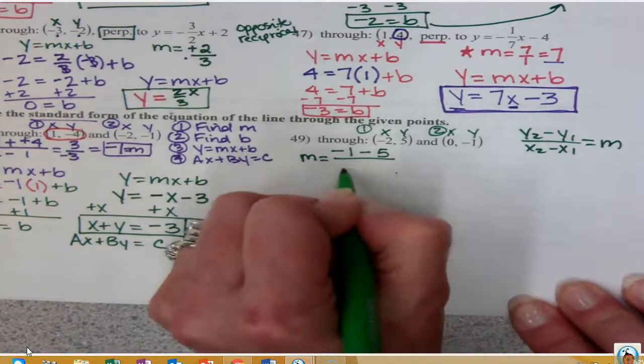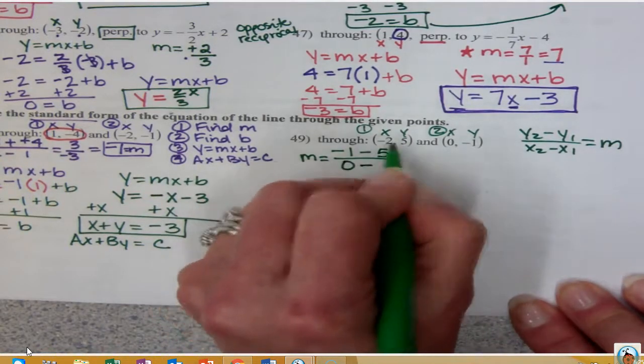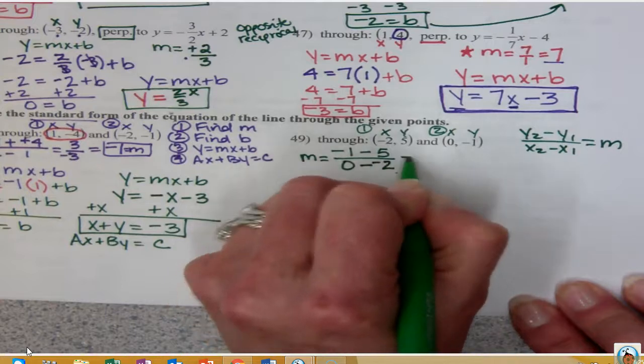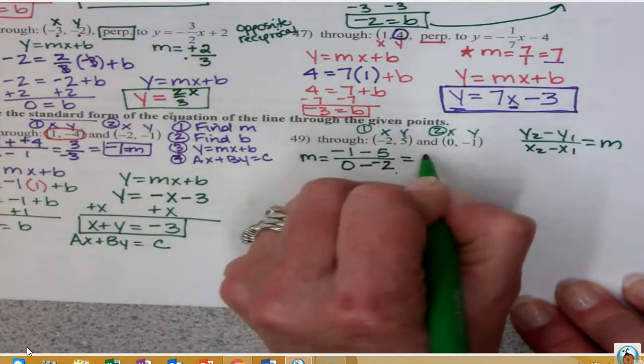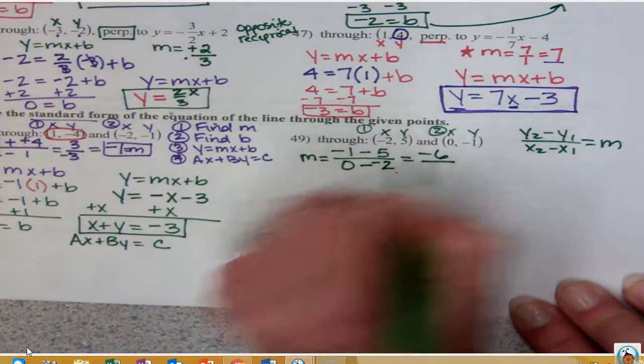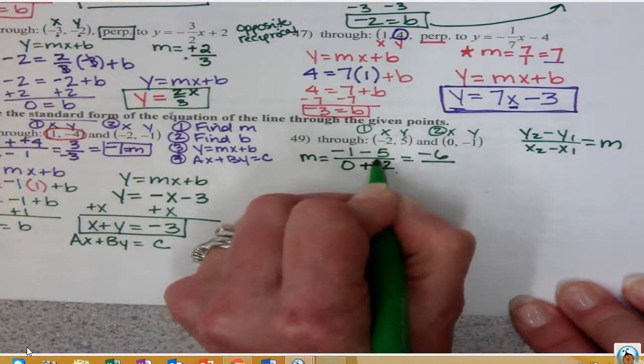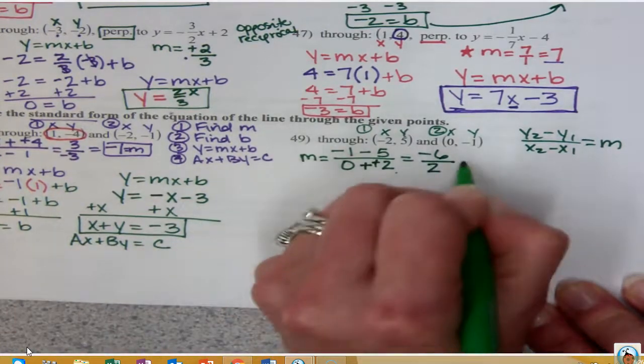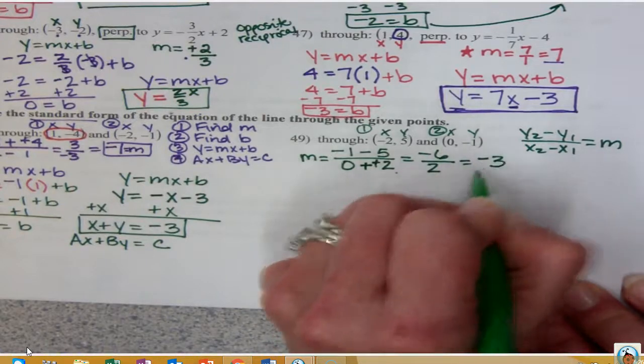Then 0 minus -2, 1 minus 5 is -6. This is going to give me a +2, so I get -3 is my slope.